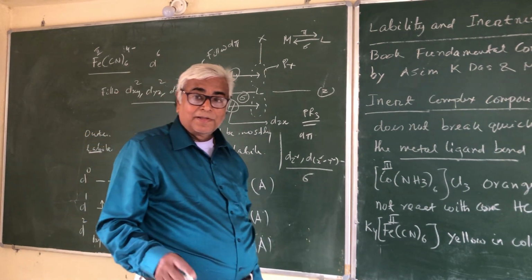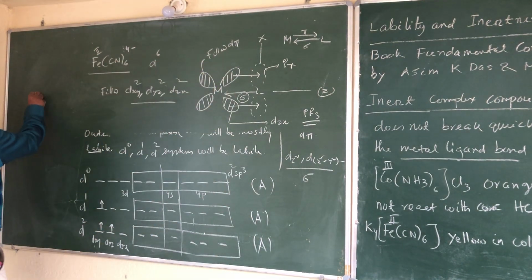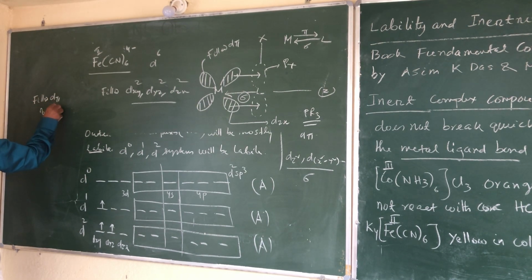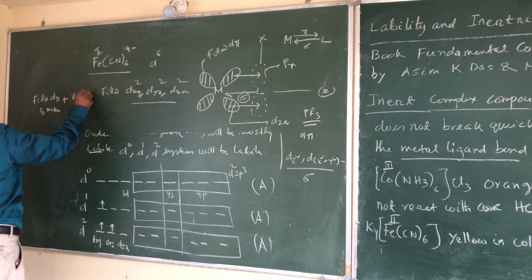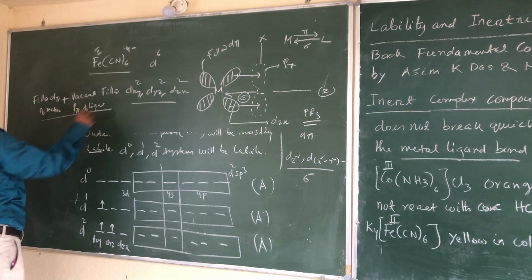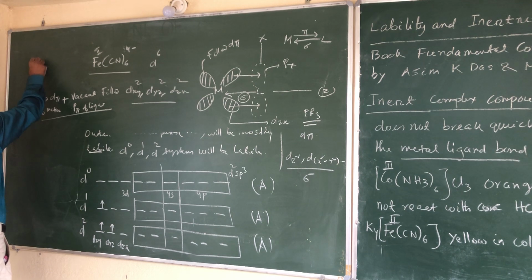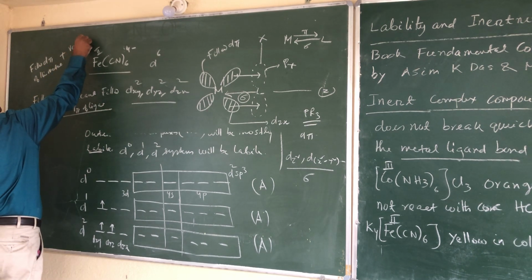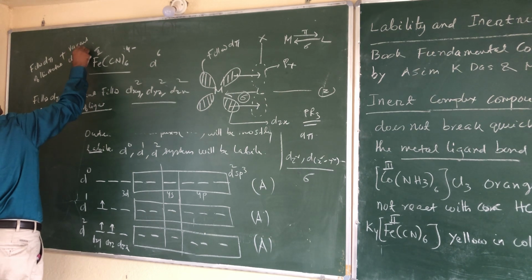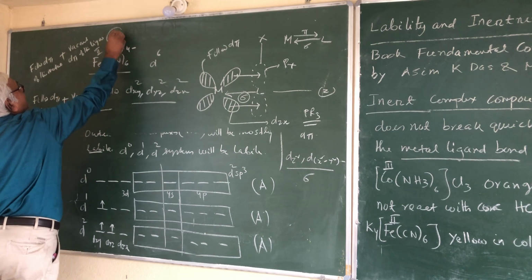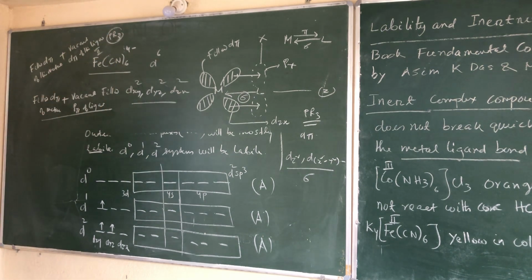So a pi bond is formed either by the filled d pi of the metal plus the vacant p pi of the ligand, or the filled d pi of the metal plus the vacant d pi of the ligand. Then the trialkyl phosphine has a vacant d pi orbital.